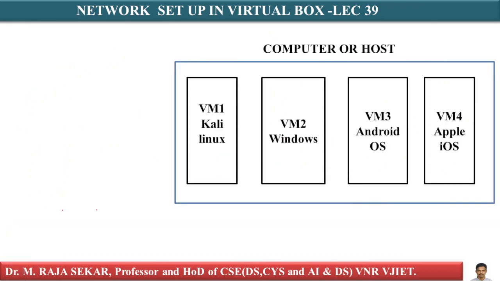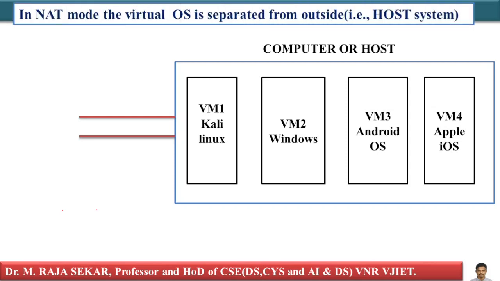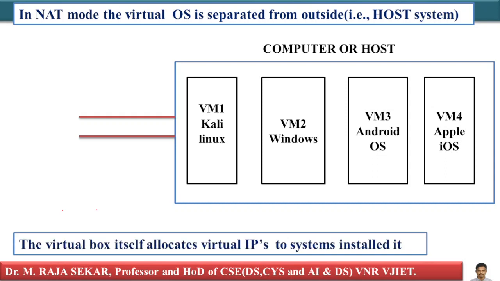This is the computer in which I am creating virtual machines. In each virtual machine, I am keeping different operating systems. Now what does it say in NAT? NAT means Network Address Translator. In NAT mode, the virtual operating system is separated from the outside, that is, the host system. VirtualBox itself allocates virtual IPs to the systems installed in it.